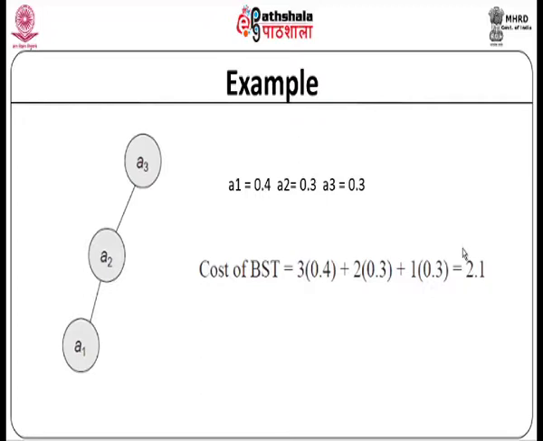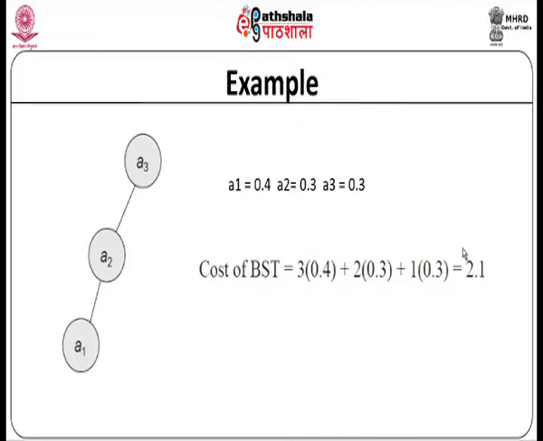The cost of the BST is computed by multiplying the level and the probability of occurrence. You recollect the concept of level from the earlier module. The root is always in level 1 and the other nodes are away from the root. So, the path length indicates the level of that particular node.